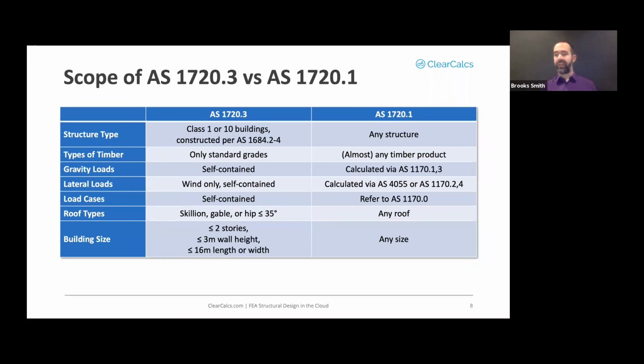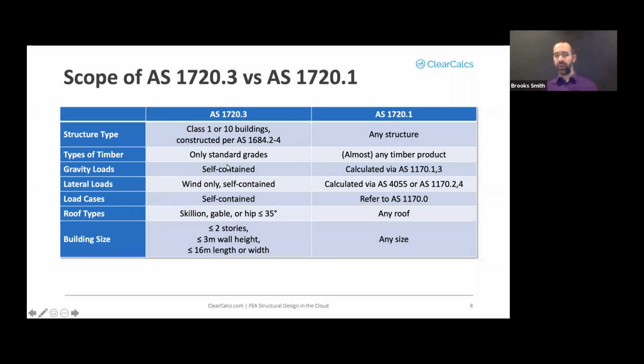So the way 1720.3 fits all of that information into one document is it's much more restrictive. You can only design a class 1 or 10 building, refer to the NCC for the exact definitions, but that basically means houses or farm structures that are constructed according to AS1684.2, 3, or 4. So that are using just a conventional repetitive timber framing system. With 1720.1, no restriction. Any structure made of timber you can design.